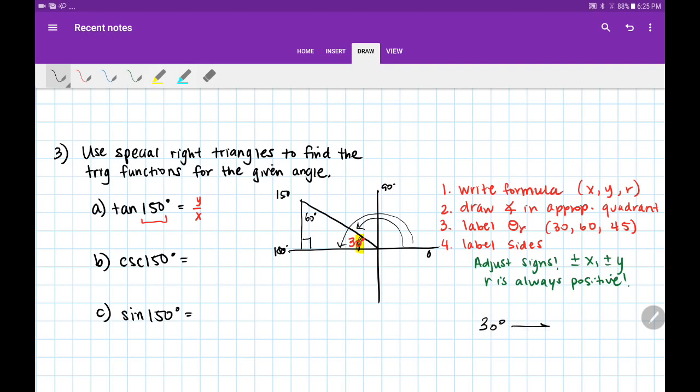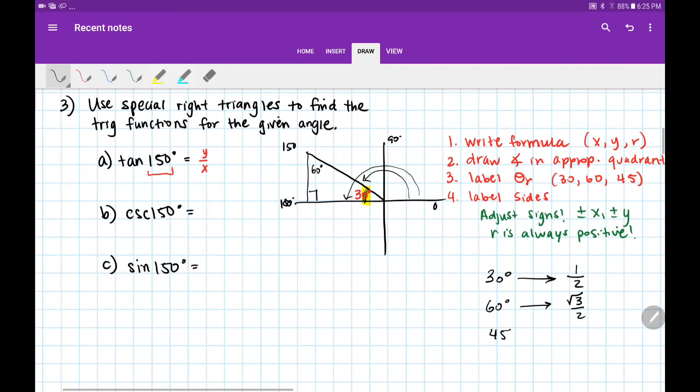Across 30 degrees is always 1/2. Across 60 degrees is root 3 over 2. And then across our 45 is always root 2 over 2. And r is always equal to positive 1. So let's label. Across 30, 1 over 2. Across 60, root 3 over 2. And I have to make sure that I mark that as negative because I'm moving to the left. And then our radius or our hypotenuse is 1. That's x. Whoops, that's actually y. That's x. And that's r.